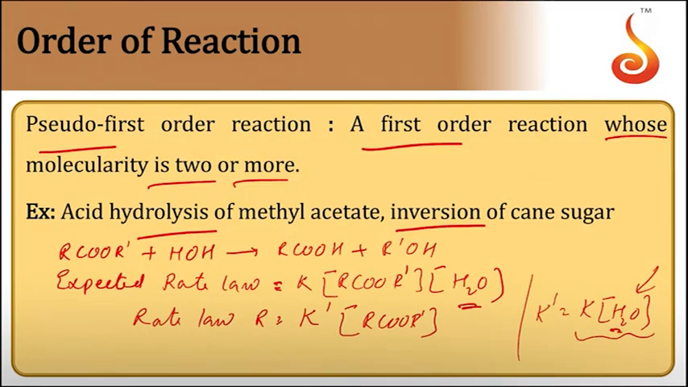Now this is said to be a pseudo first order reaction. Actually order appears to be 2. Order appears to be 2 because of these two components that are involving the reaction. Appears to be 2, but actually order is 1. Such type of reactions are said to be pseudo order reactions. So pseudo order reactions means reactions whose actual order is different from that expected from rate law itself.